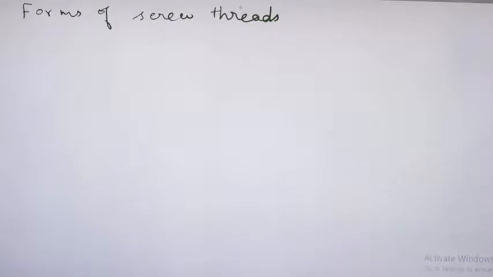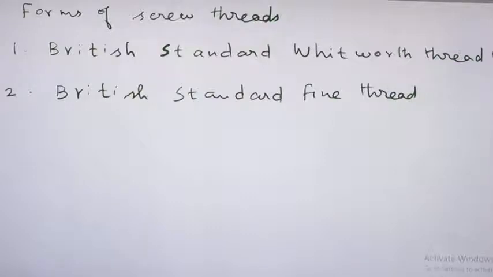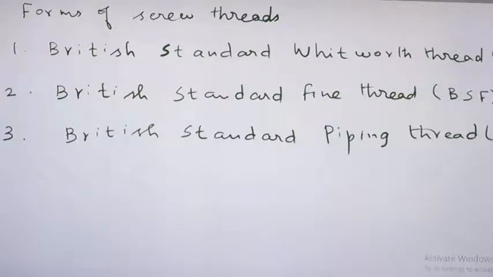We have forms of screw threads. The forms of screw threads are defined by piping thread standardization procedures. There are generally three forms of threads being used in screw threads. One is British Standard Whitworth thread, abbreviated as BSW. Second is British Standard Fine thread, abbreviated as BSF. Third is British Standard Piping thread, called BSP.